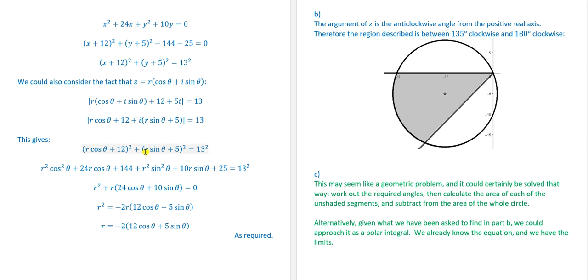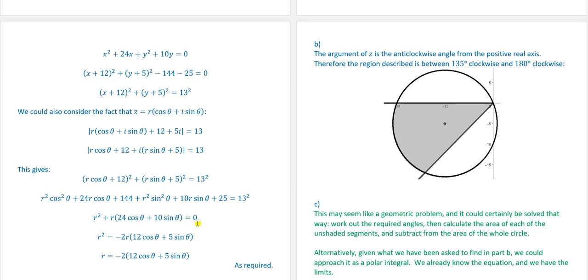Now, if we expand all that out, it's a little bit messy looking, but there'll be some cos squared bits and sine squared bits that actually match up nicely. r squared cos squared theta and r squared sine squared theta is just r squared times 1. Then we have 24r cos theta, 10r sine theta, and a bunch of numbers that should go together and sort themselves out quite nicely. And once we get to this stage, we can rearrange, we can divide through by r, and hey presto, there's our polar curve.